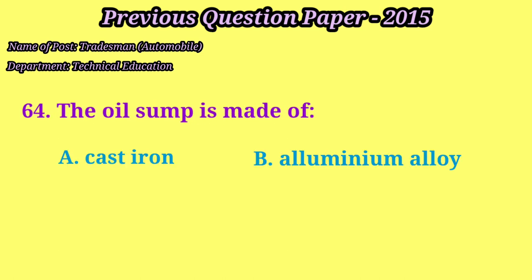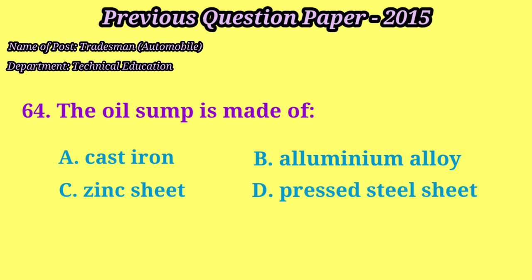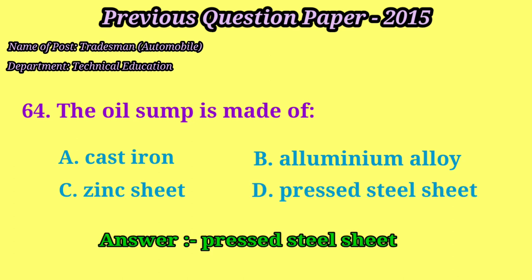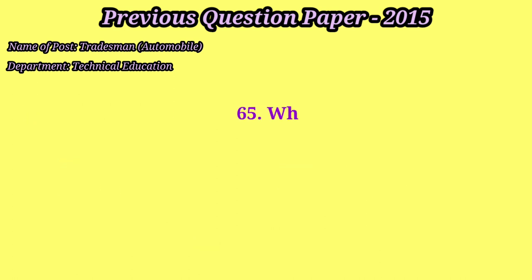64. The oil sump is made of A. Cast iron. B. Aluminium alloy. C. Zinc sheet. D. Pressed steel sheet. Answer. Pressed steel sheet.